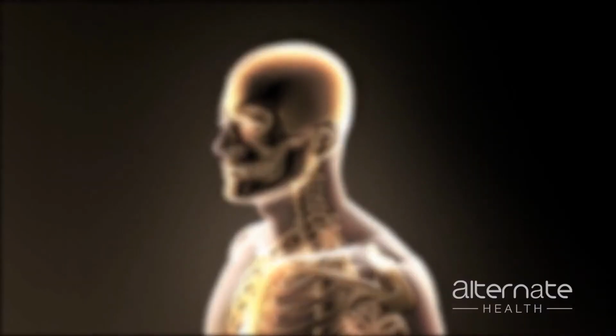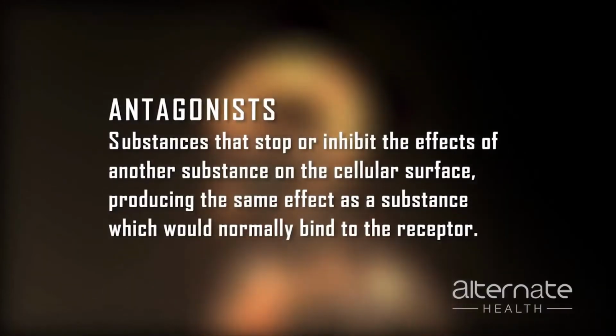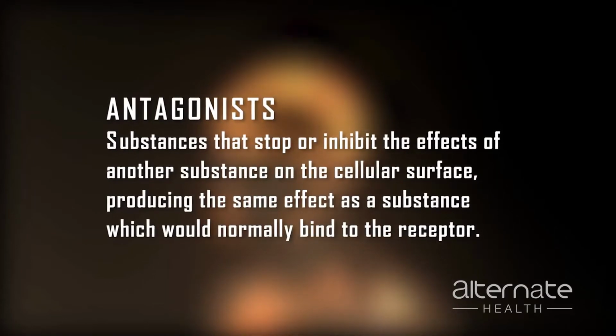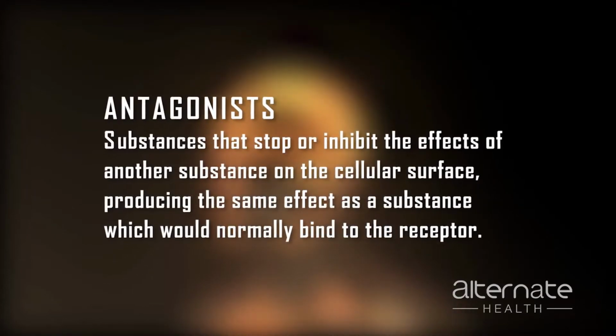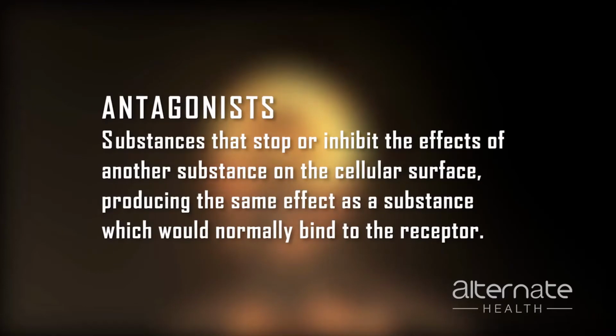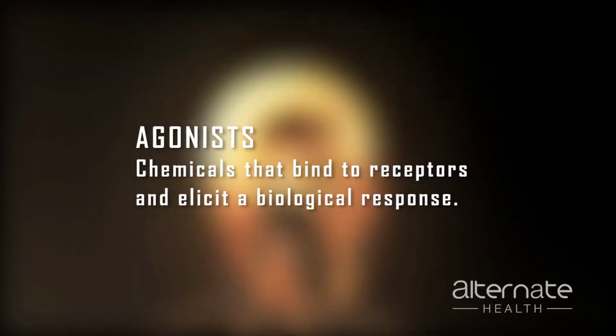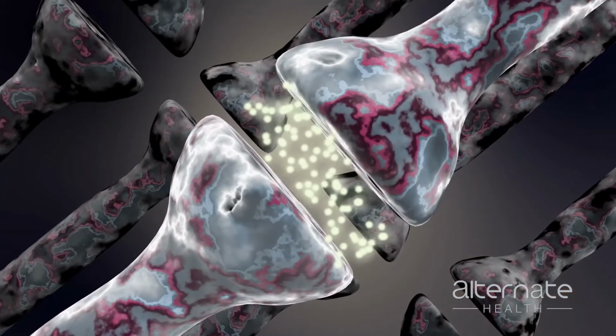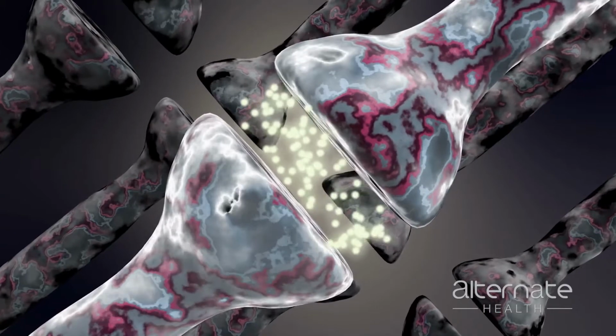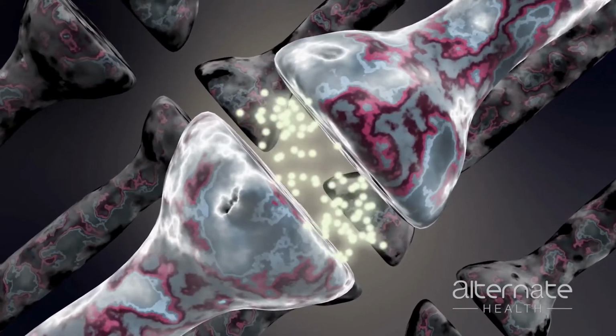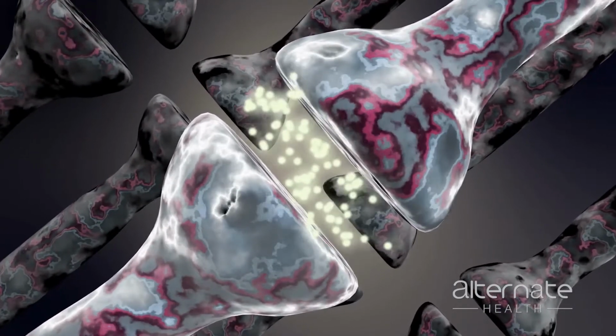Antagonists are defined as substances that stop or inhibit the effects of another substance on the cellular surface, producing the same effect as a substance which would normally bind to the receptor. Agonists are chemicals that bind to the receptors and elicit a biological response. Therefore, cannabidiol may enhance the therapeutic effects of THC, possibly by increasing the density of CB1 receptors.